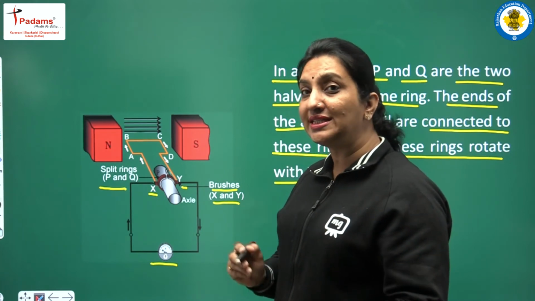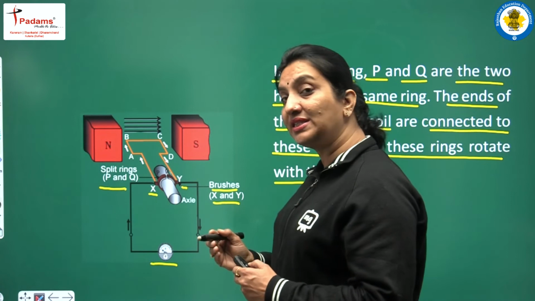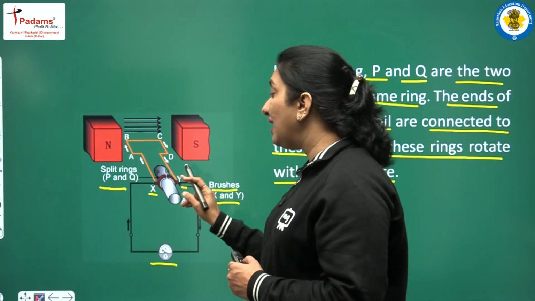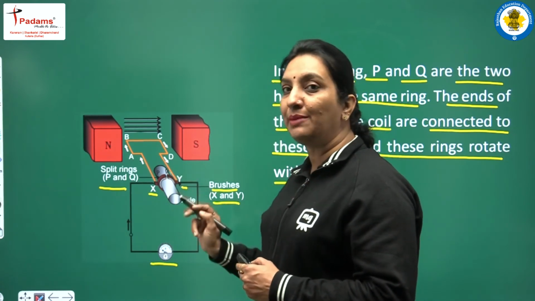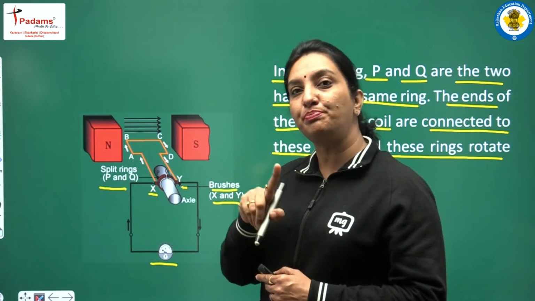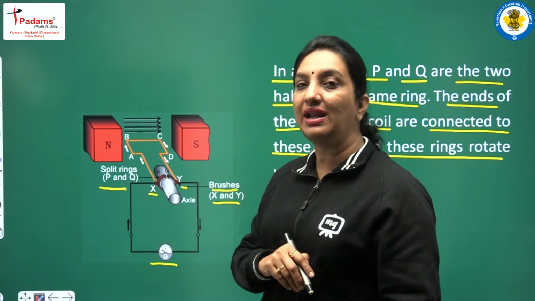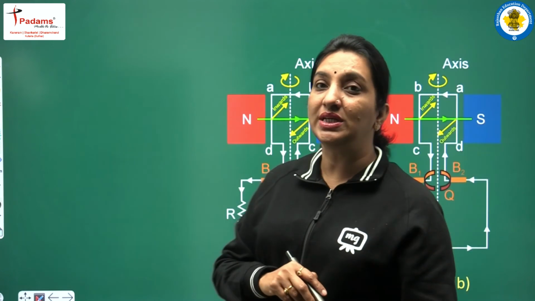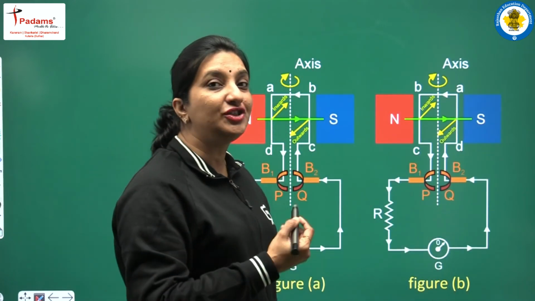Now what is the difference? Here what is the difference students? That in place of two slip rings we are using a single ring which is split into two equal halves. Now let us see students how the working changes.